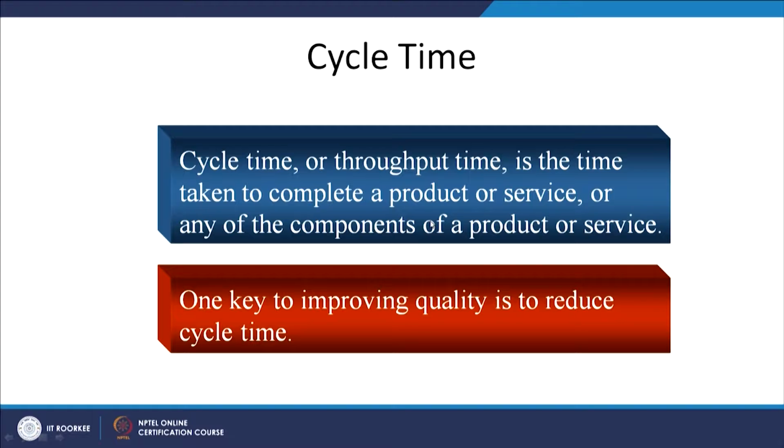Quality is important, but the cycle time is also important. Cycle time, or throughput time, is the time taken to complete a product or service or any of the components of the product or service. One key to improving quality is to reduce the cycle time. Because if you increase the cycle time, all your input costs will go up, and if the input cost goes up, your productivity will be affected. So you have to achieve a twin objective: manufacture quality products within the minimum possible time, so that your operating structure is working efficiently and your financial structure is going to reflect that performance.